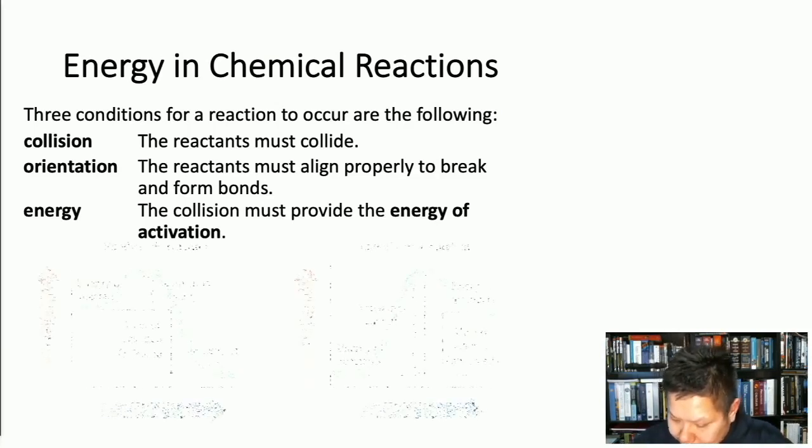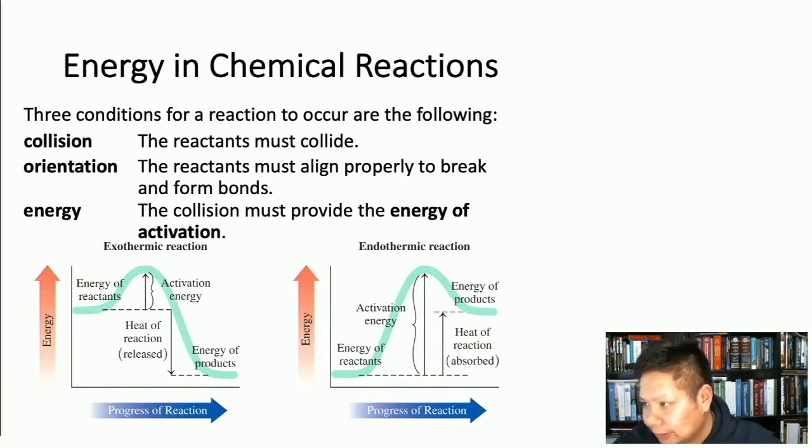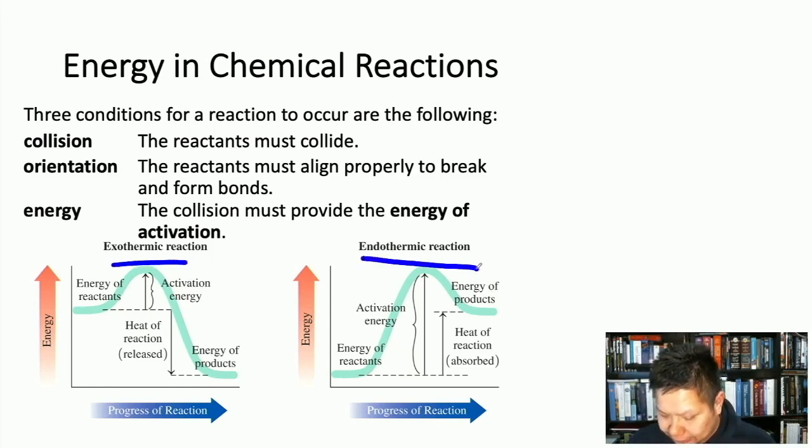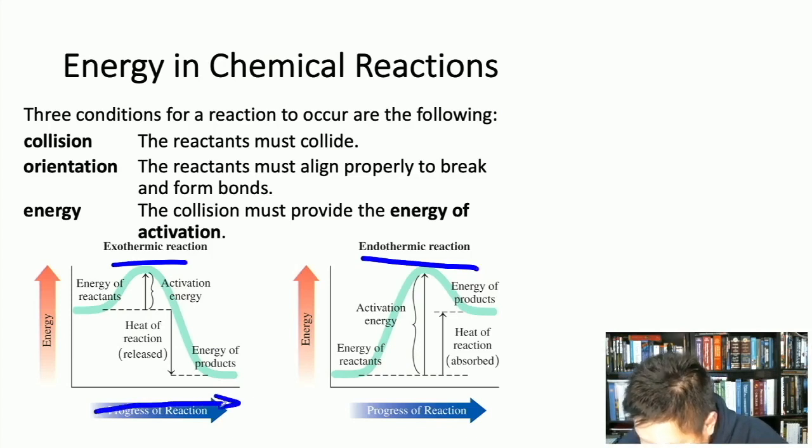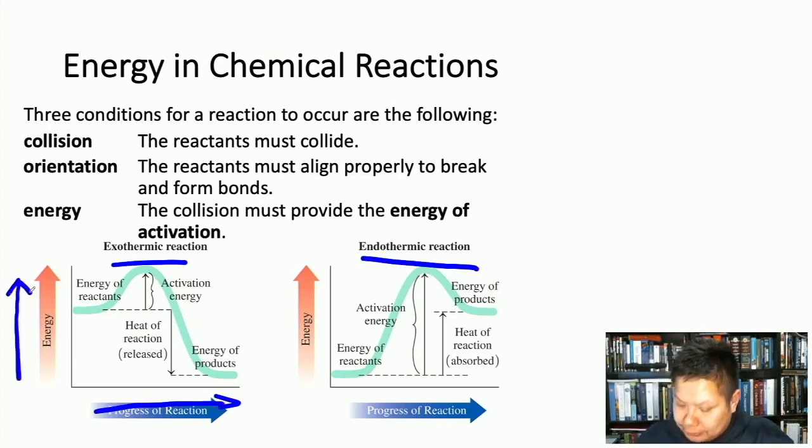So these are 2 energy plots of the 2 types of reactions that can occur. There's the exothermic reaction right here, and then there's the endothermic reaction right there. If you look at these plots, let's look at the axes first. You have the progress of the reaction on the x-axis, and you have the energy of the reaction on the y-axis. So the reactants are always on this side of the curve, and the products are always on this side of the curve.